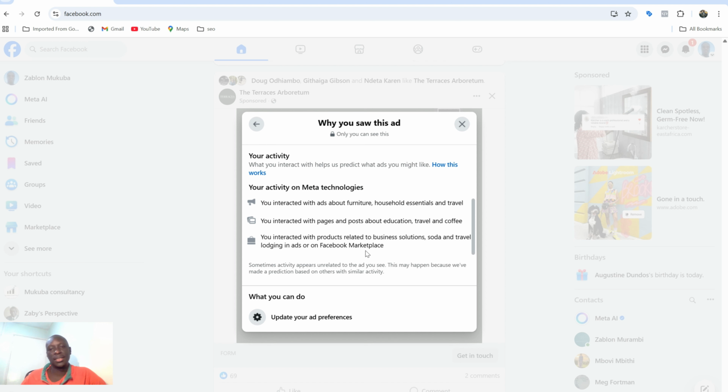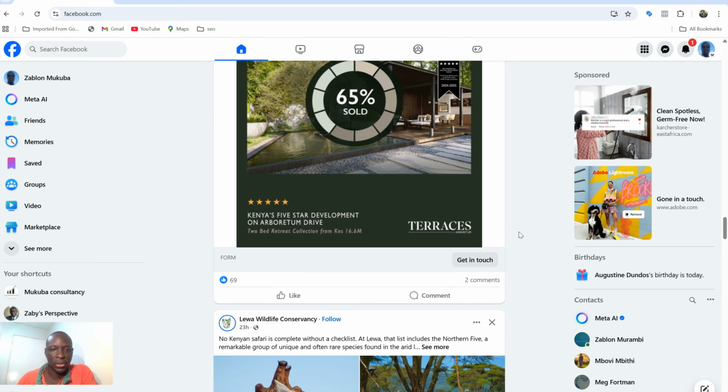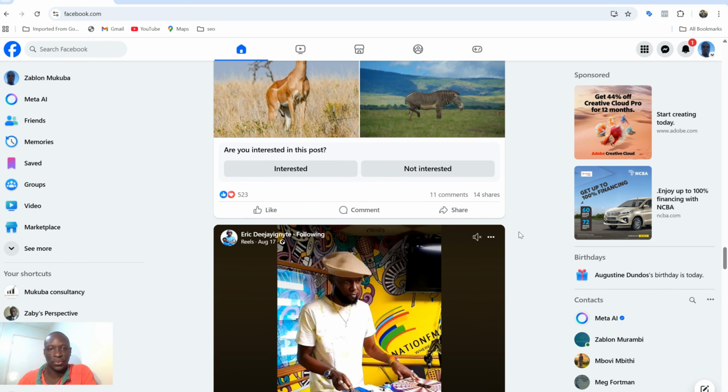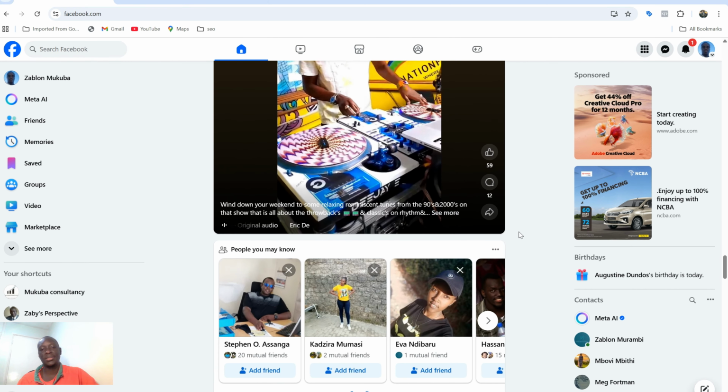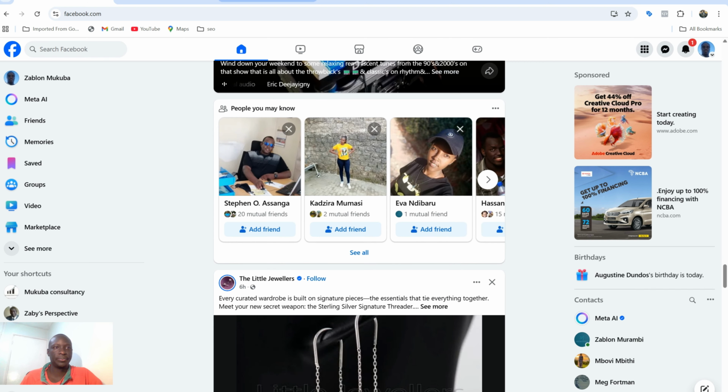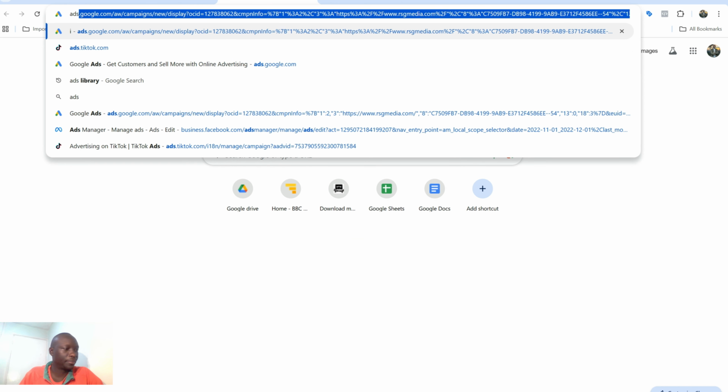So you can just see what they're looking for: business solutions, travel, Facebook Marketplace. This is what they're looking for. This is a basic way of seeing how your competitor is targeting. But if you want a more in-depth way of looking at what your competitors are doing in your space, we'll go to Ad Library.